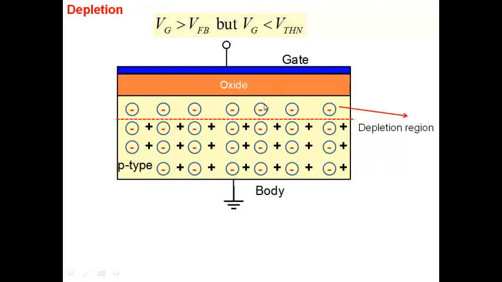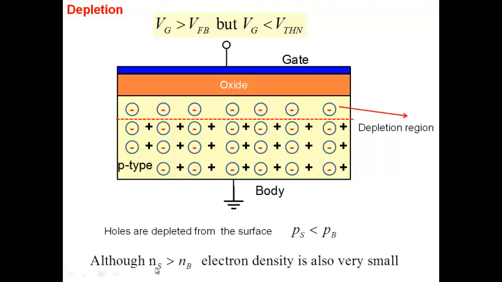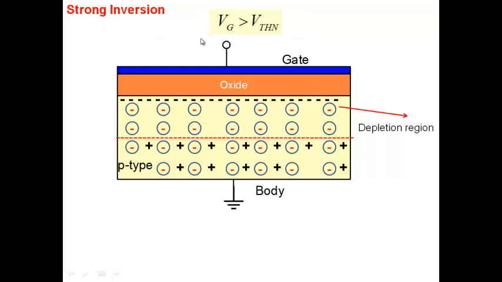The number of electrons and the number of holes are both less than the number of acceptor atoms, so the whole region is depleted of carriers. Electrons are not there and holes are not there. So we call this the depletion region, between these two limits: voltage has to be larger than flat band and less than threshold. Holes are depleted from the surface, and the number of electrons may be larger, but the electron density is also small.